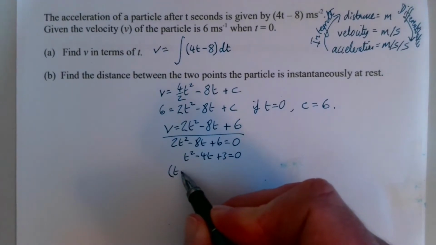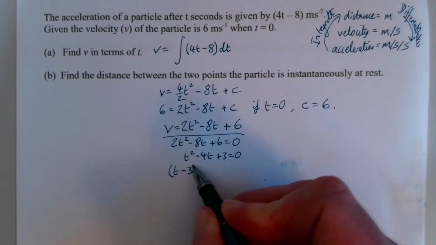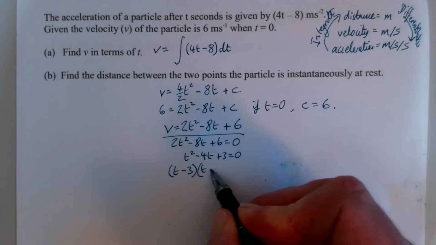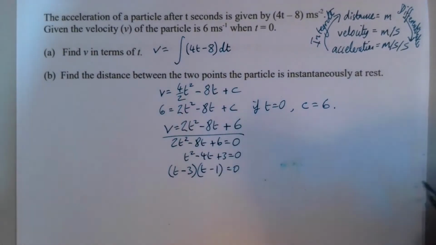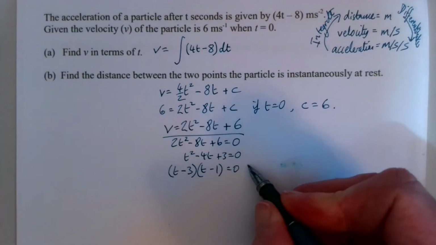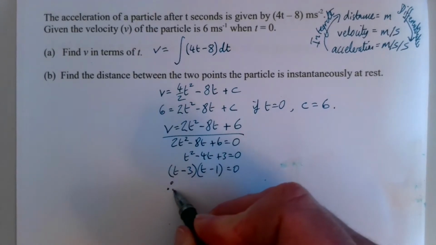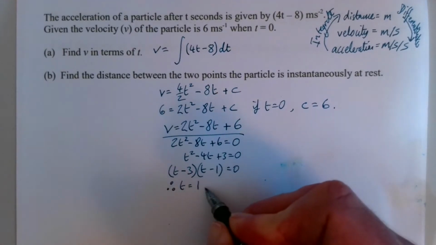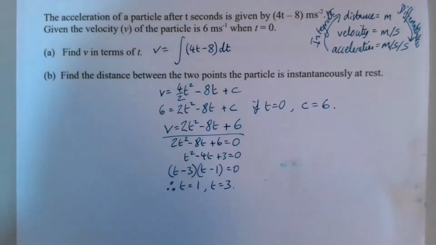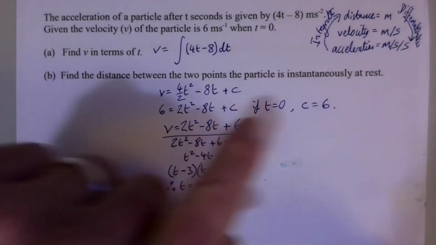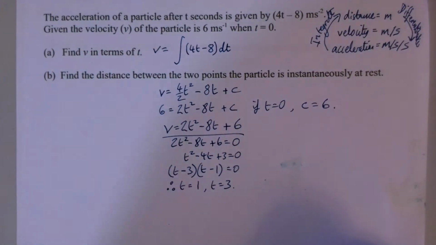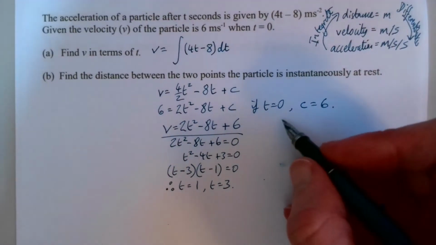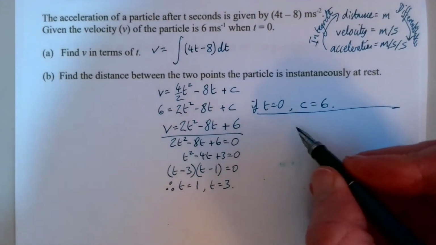I can divide everything by 2 to say t squared take 4t plus 3 equals 0. And then factorise to solve that. 3 times 1 is 3 and 3 add 1 is 4. So t take 3 and t take 1 equals 0. Therefore t equals 1 and t equals 3. So we need the distance between those 2 points. In order to get that distance, we're going to need to integrate the velocity first of all. So let's do that over here.